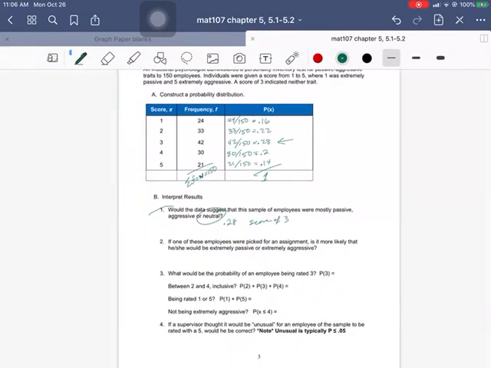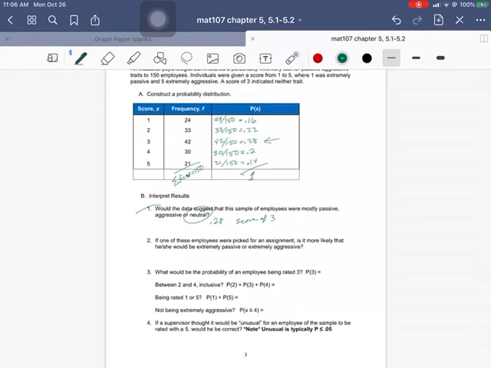Let's see if I can make this smaller so we can see them all at the same time. If one of these employees were picked for an assignment, is it more likely that he or she would be extremely passive or extremely aggressive? Let's see, extremely passive was a score of 1, which was 0.16, and extremely aggressive was a score of 5, and that was 0.14, so it's more likely that they would have a score of 1.